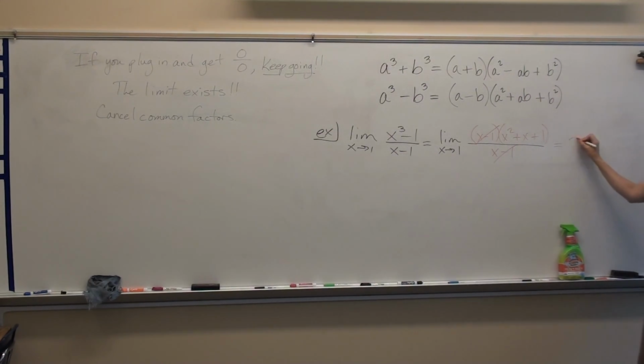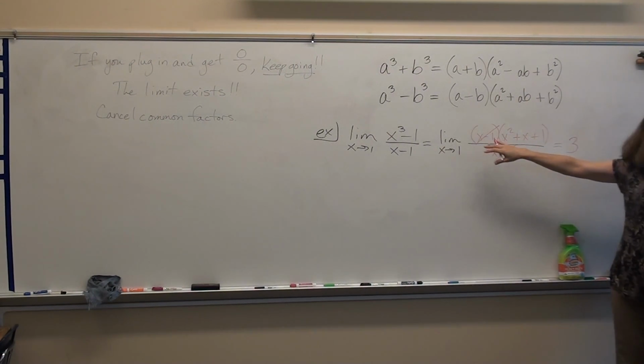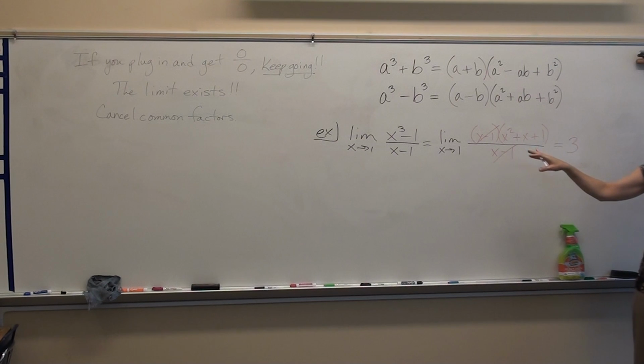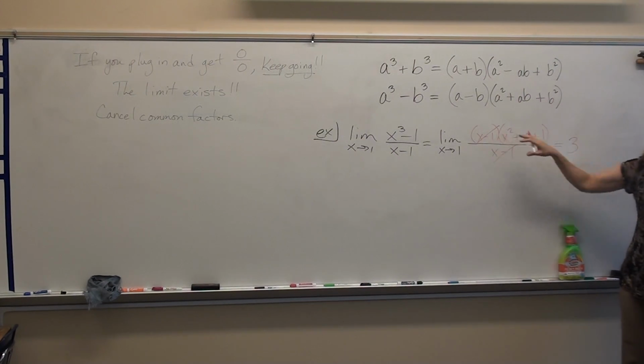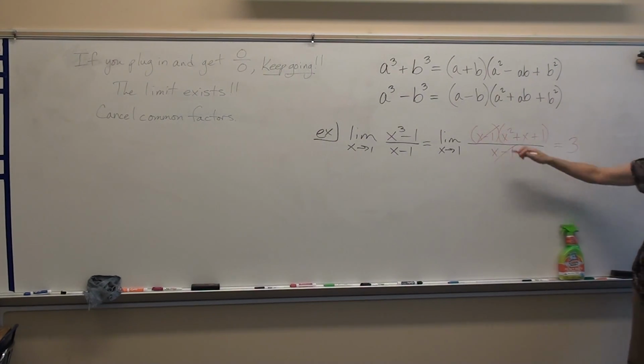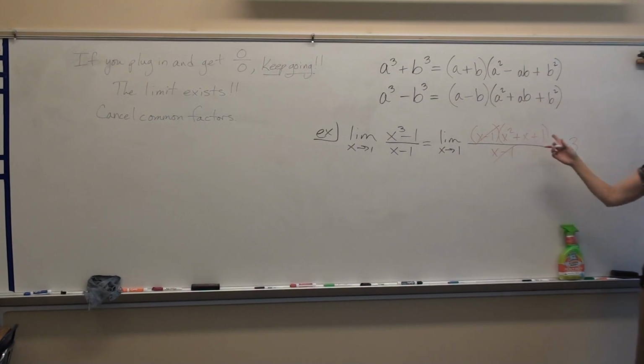3, which, by the way, is the y value of the hole on this graph, right? So if you were to graph this, since the limit exists, there has to be a hole there, not an asymptote, right? So since there's a hole there, if you ever want to know the y value, you get it by canceling the common factors, right? Plugging in. So that's the y value. And that's the value of our limit.